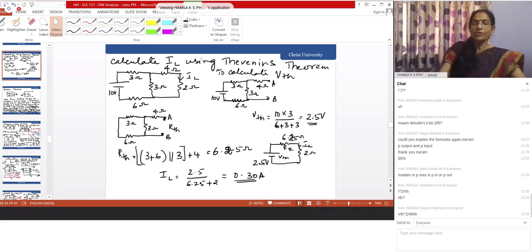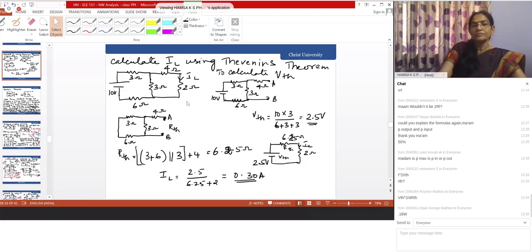So according to this circuit, the given load resistance value is 2 ohm. So 2 ohm is the load resistance value. You calculate the power with this one, with 2 ohm. 2.5, 6.25.